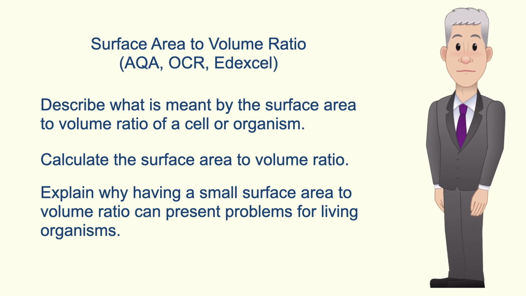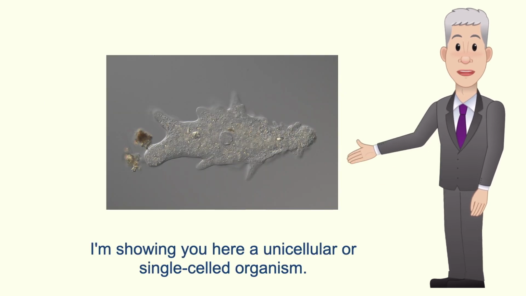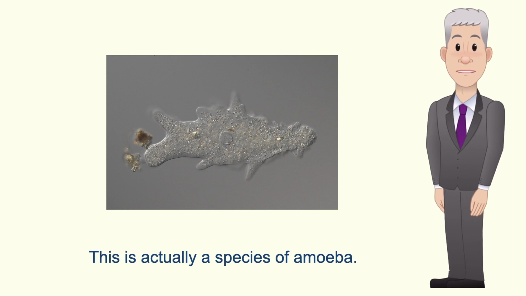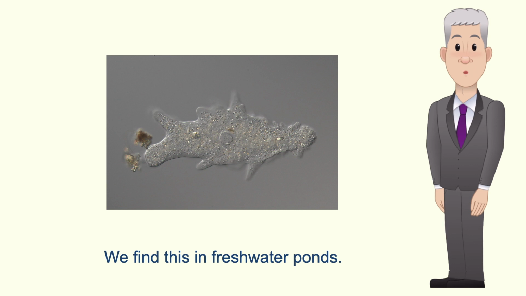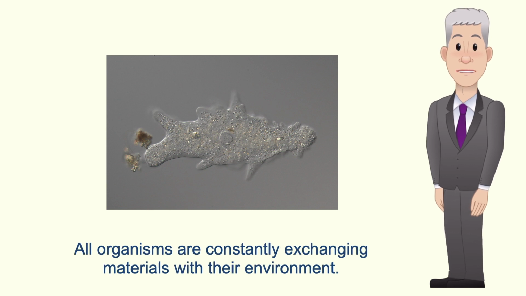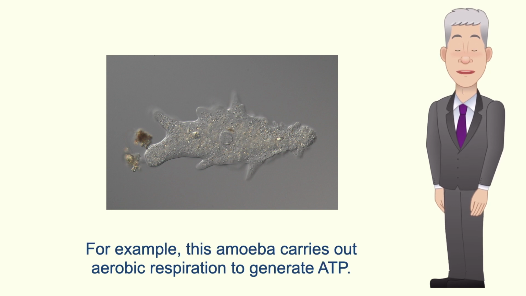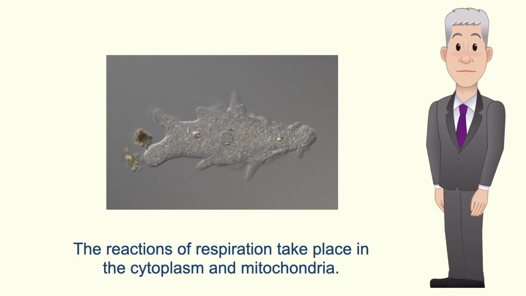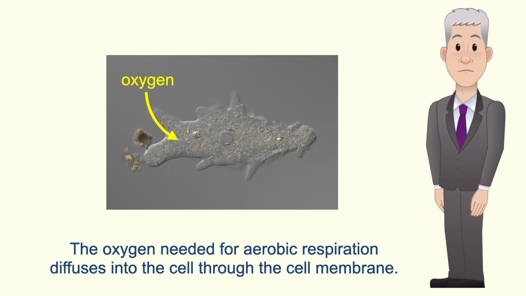Okay, I'm showing you here a unicellular or single-celled organism. This is actually a species of amoeba, and we find this in freshwater ponds. Now, all organisms are constantly exchanging materials with their environment. For example, this amoeba carries out aerobic respiration to generate ATP. The reactions of respiration take place in the cytoplasm and mitochondria, and the oxygen needed for aerobic respiration diffuses into the cell through the cell membrane.